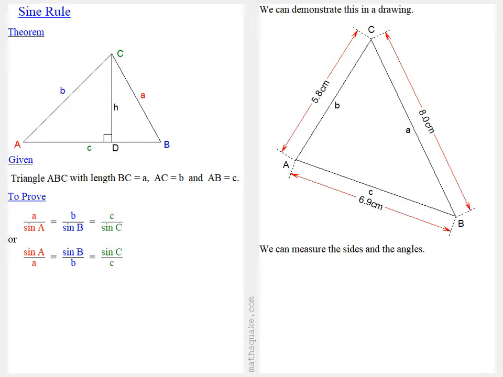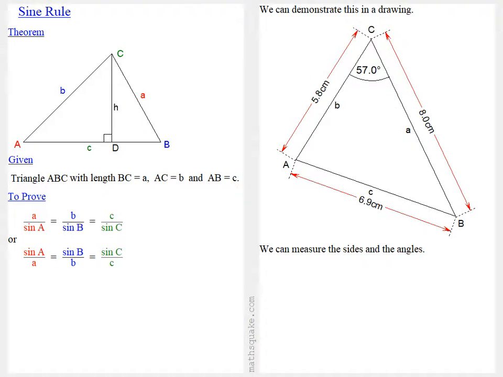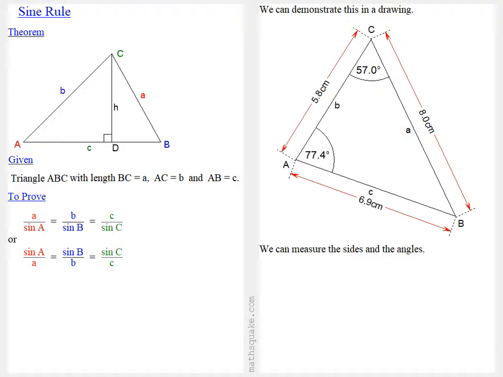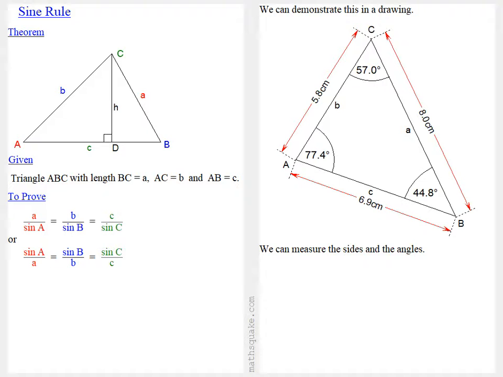We can also measure the angles. When we measure the angle C, we see on a protractor that it comes to 57.0 degrees. When we measure angle A as accurately as we can, the angle is 77.4 degrees. And when we measure angle B, we find the angle is 44.8 degrees as accurately as we can measure it.